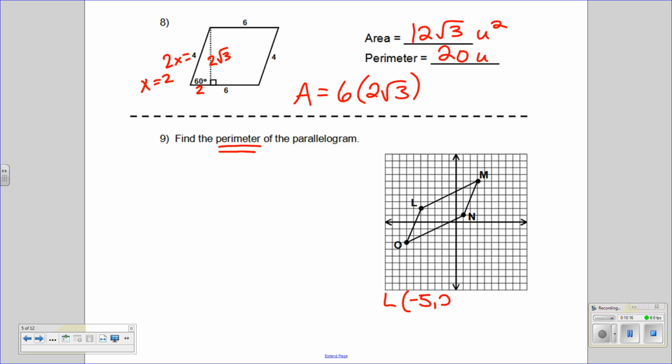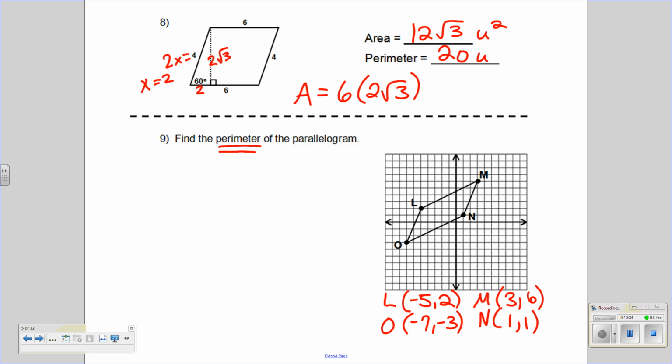Okay, so let's write down our points. We've got L is negative 5, 2. M is at 3, 6. O is at negative 7, negative 3. And N is at 1, 1.